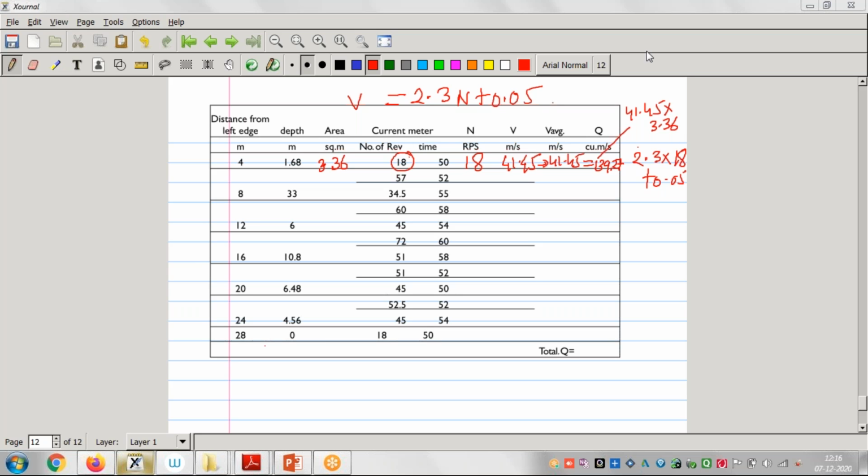Okay. Now, the second time I will put the value of 57 and calculate the velocity. Can you tell me what the velocity comes to here? 2.3 multiplied by 57 plus 0.05. How much? 131.15, right? 131.15.